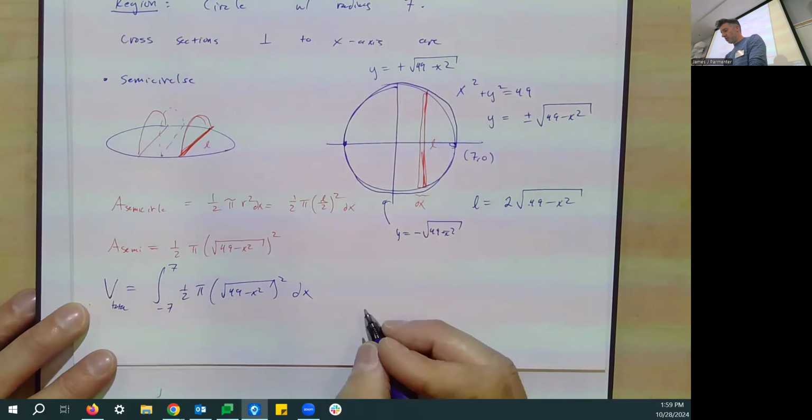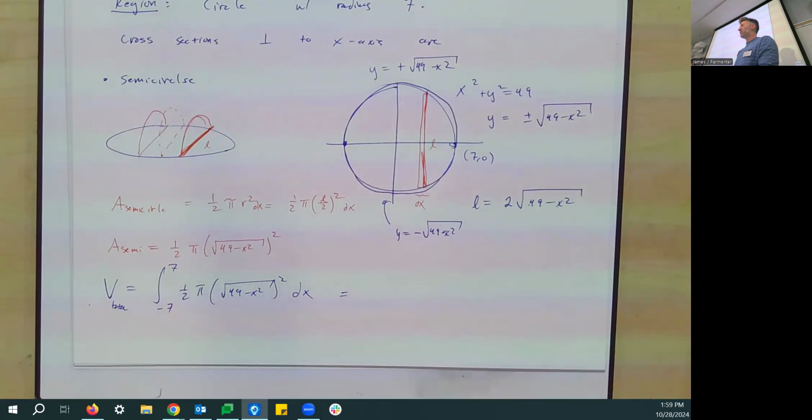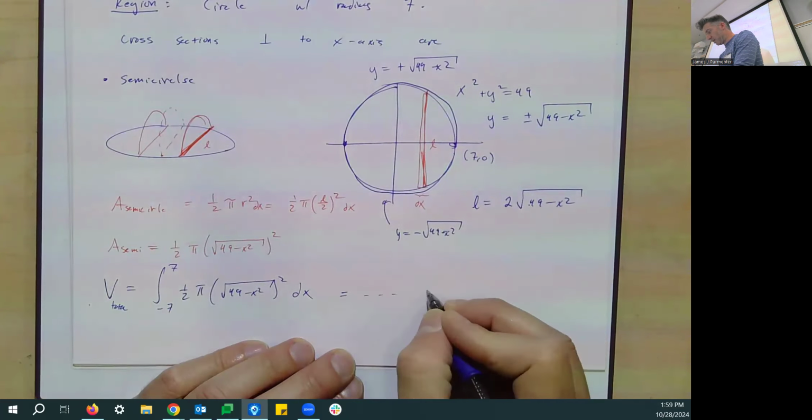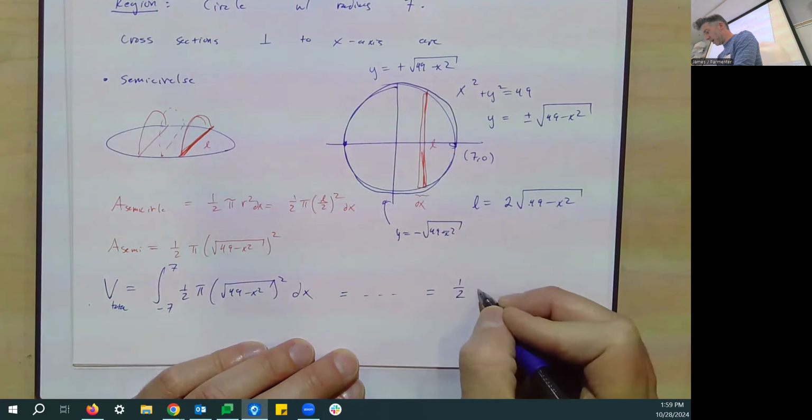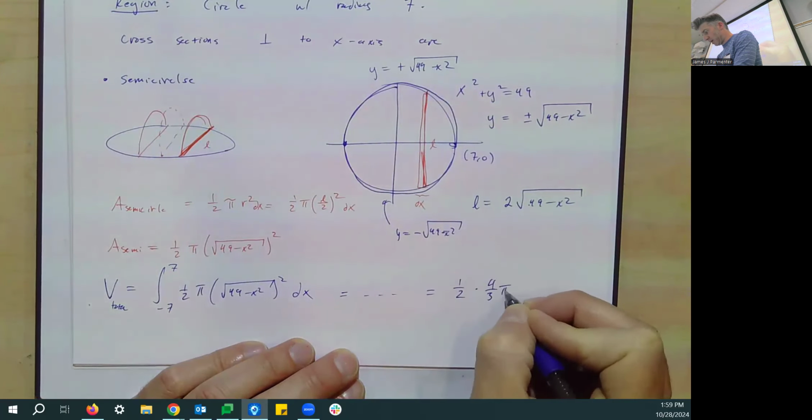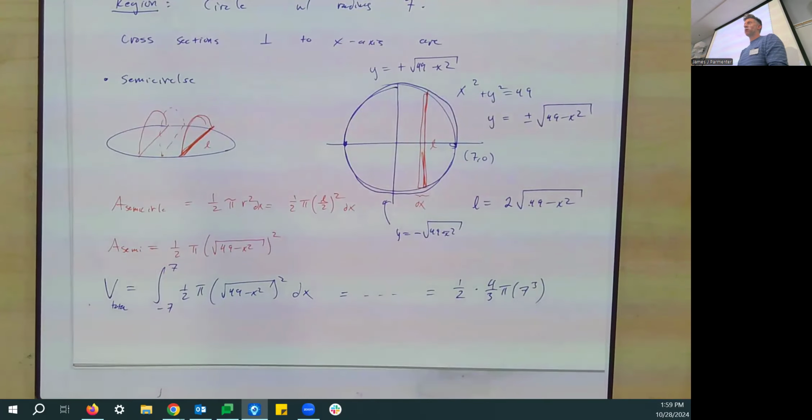Which should end up being half the volume of a sphere of radius 7. So do some work, check for yourself. This should be 1/2 times 4/3 pi times 7 cubed, because the volume of the sphere is 4/3 pi r cubed, and this is half of that. And I'm out of time.